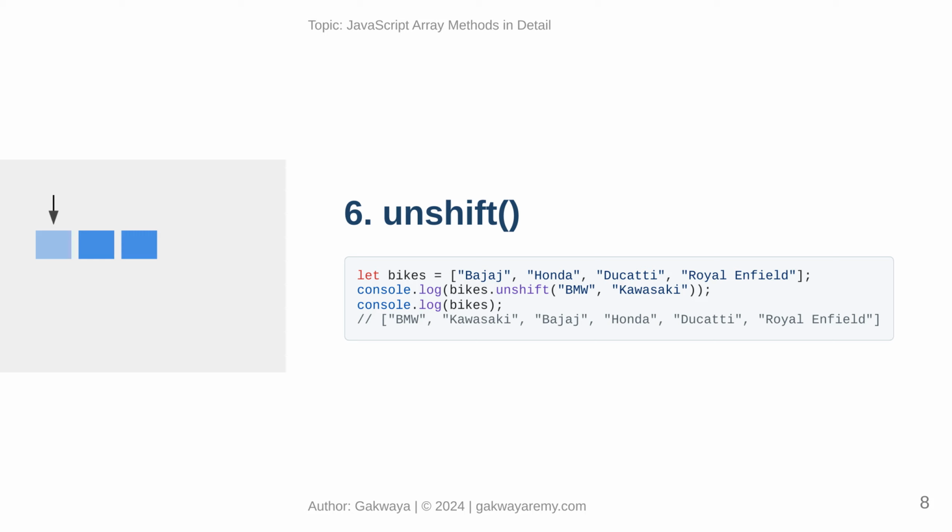Unshift adds one or more elements to the beginning of an array and returns the new length. This causes all existing elements to shift up one index. Think of it as adding people to the front of a line, everyone else has to take one step back. This is useful when you need to prioritize new items in a list.